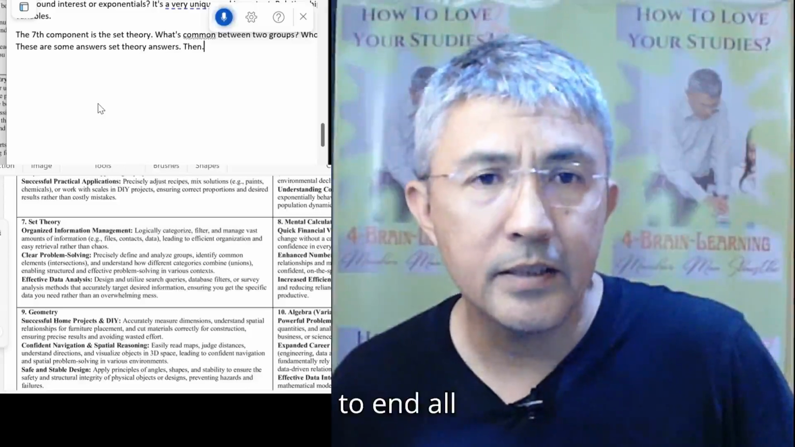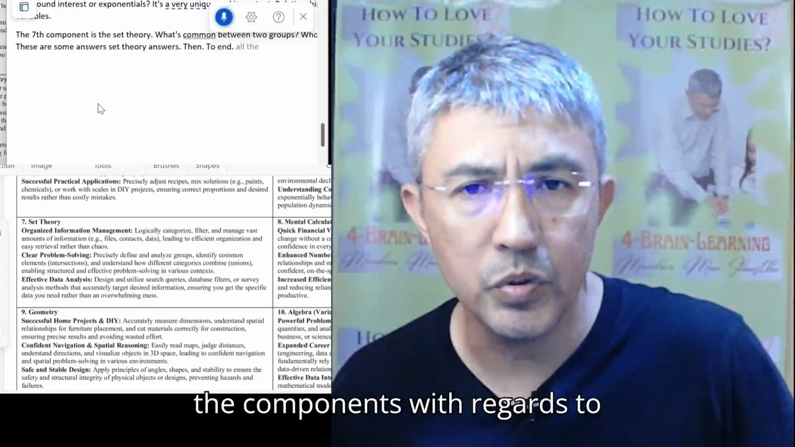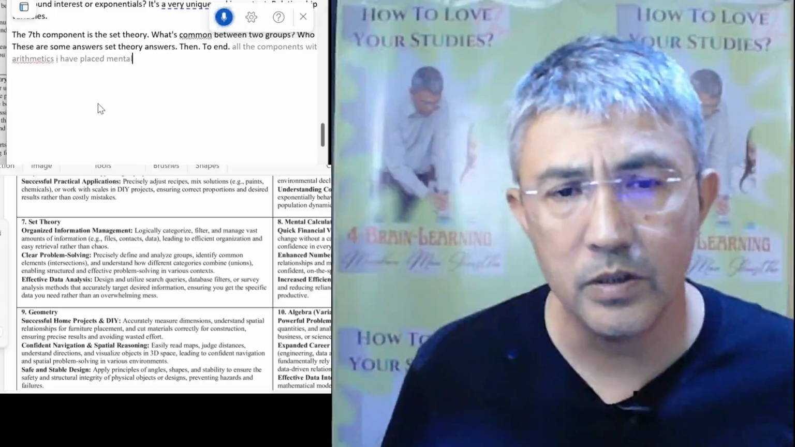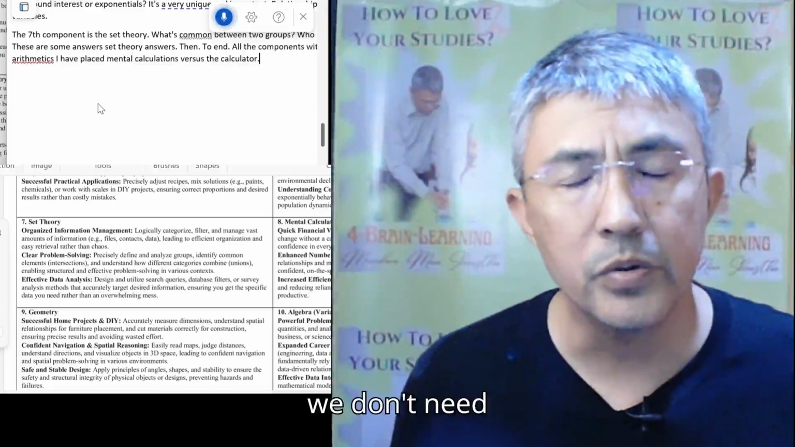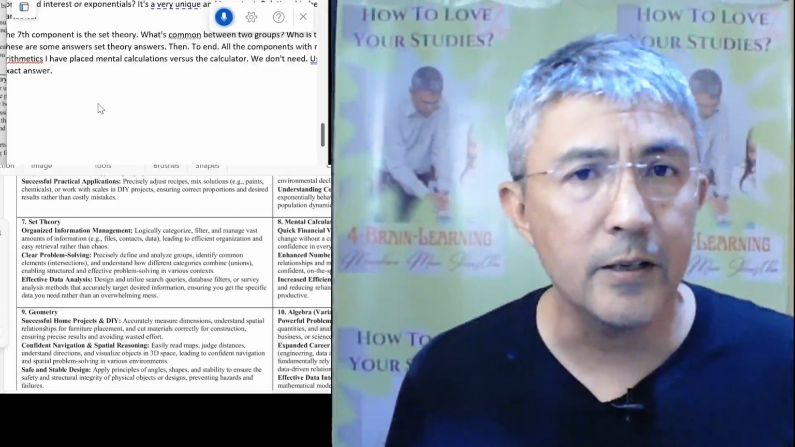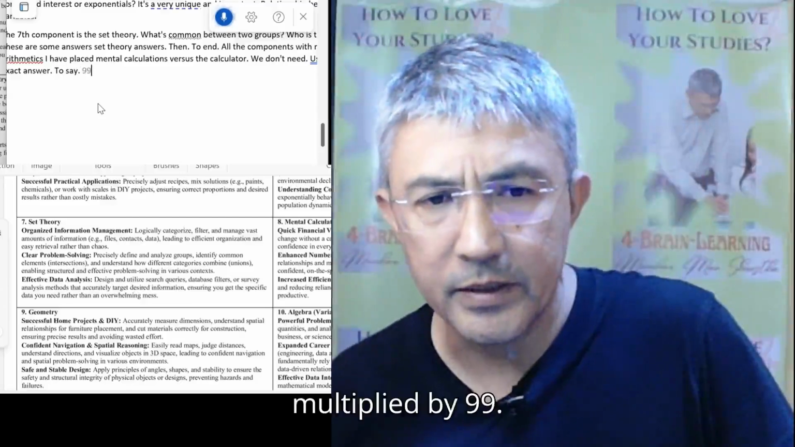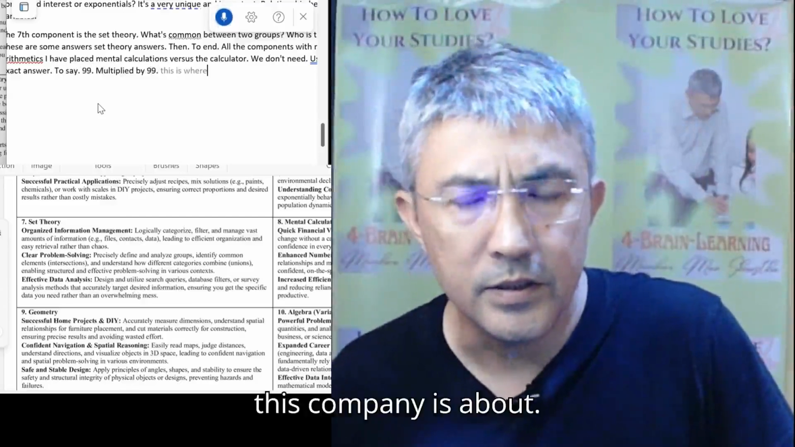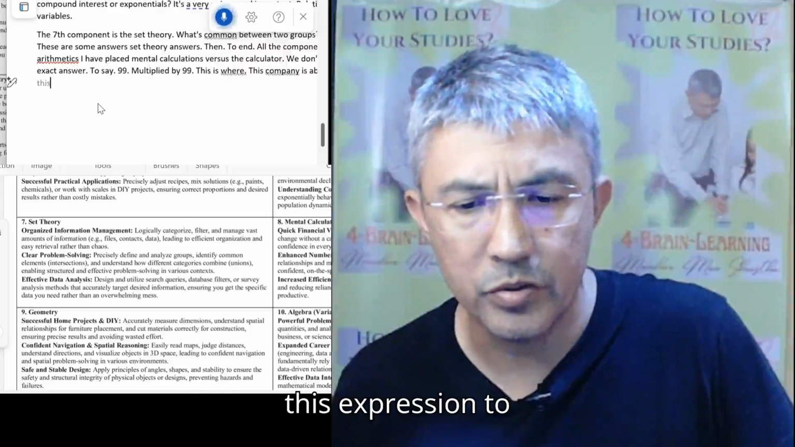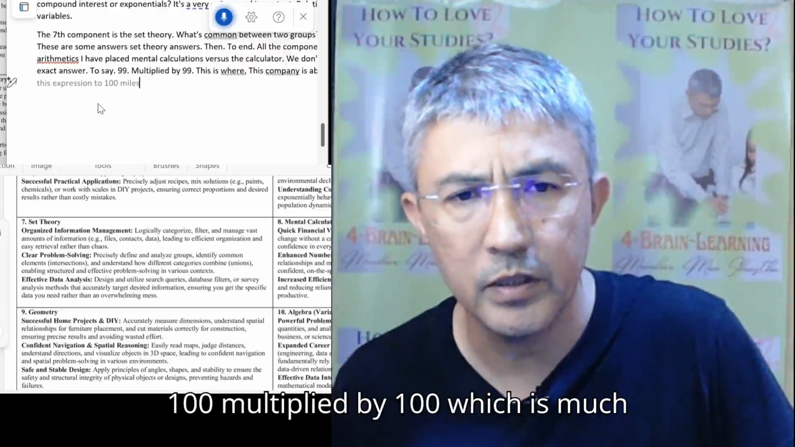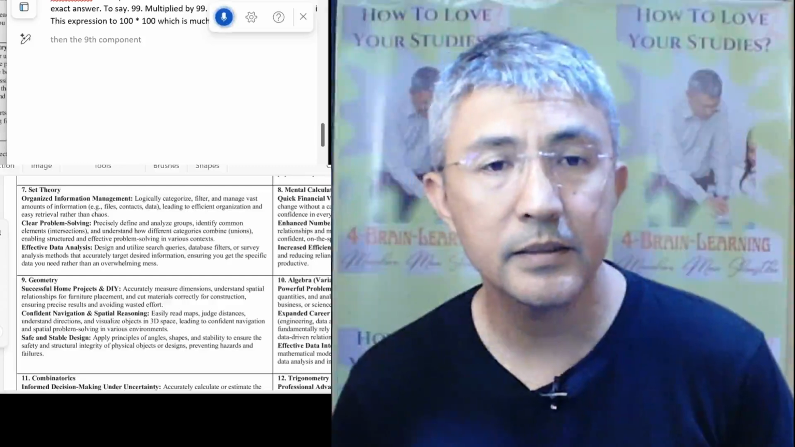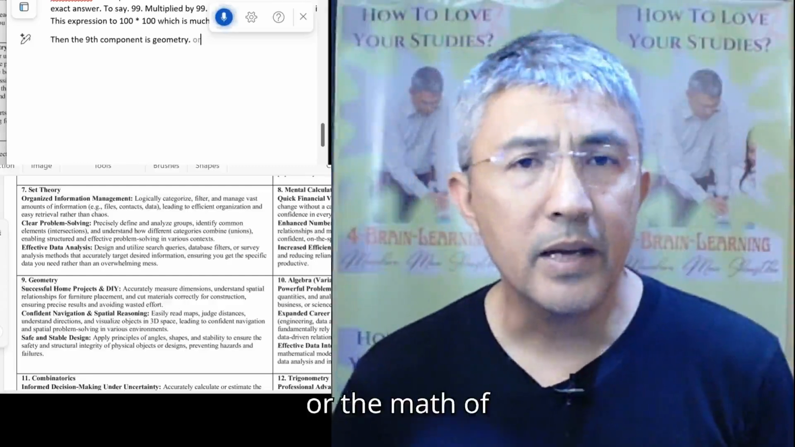Then, to end all the components with regards to arithmetics, I have placed mental calculations versus the calculator. We don't need usually to find the exact answer to say 99 multiplied by 99. This is what this component is about. That is to approximate this expression to 100 multiplied by 100, which is much easier. Then the ninth component is geometry, or the math of shapes.